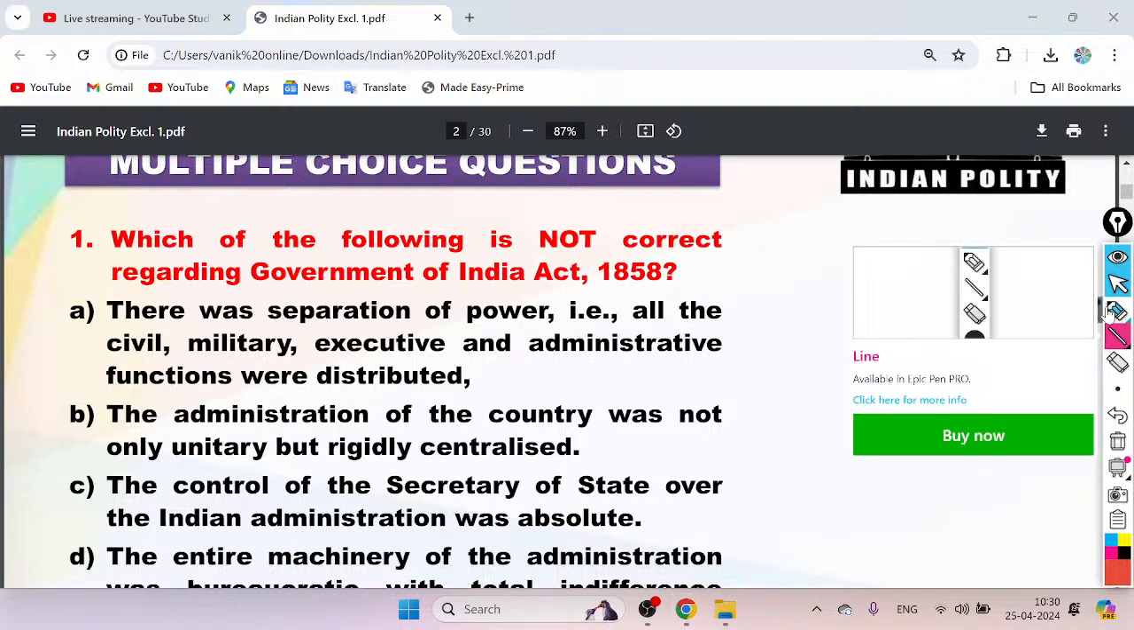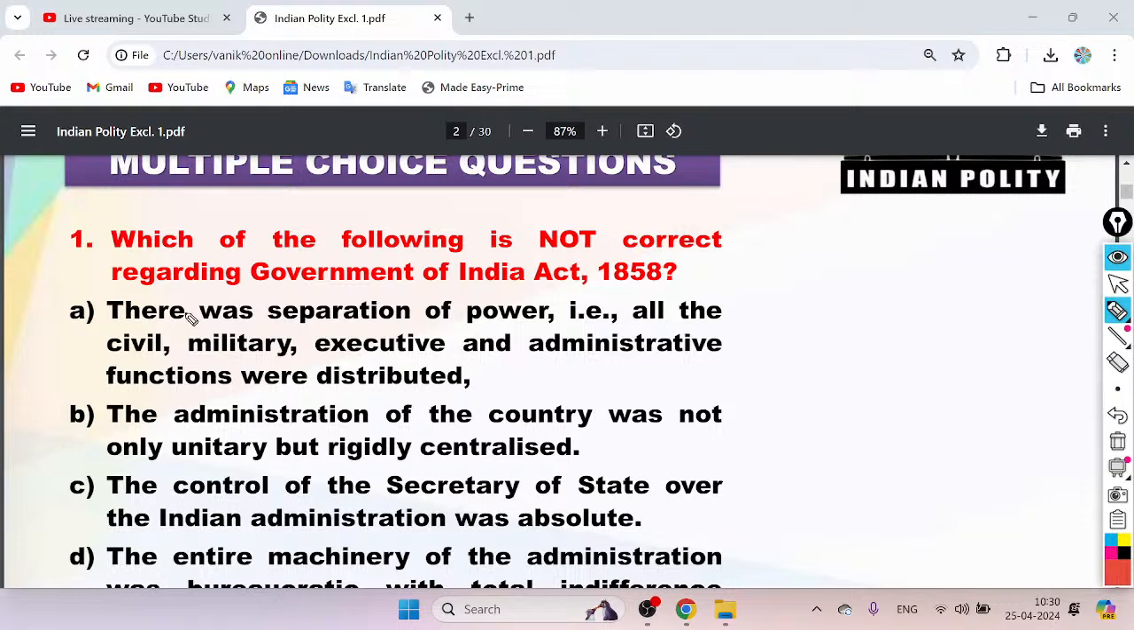So the first option is wrong. There was no democratic option, and there was no separation of power. In fact, separation of power is a core principle of democracy. So we can conclude that the British could not establish democracy during their rule in India. So that is completely wrong. But let us examine the other options whether they are correct or not.